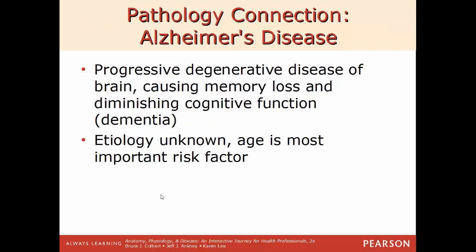All right, now we'll talk about another pathology connection. We'll talk about Alzheimer's disease. It's a progressive degenerative disease of the brain which will cause memory loss and diminishing cognitive function, or dementia. And etiology is unknown, but age is the most important risk factor. The older you are, the more likely that you will develop this.